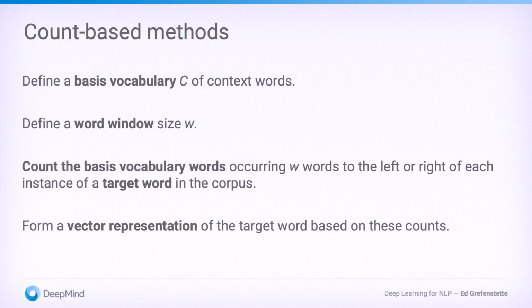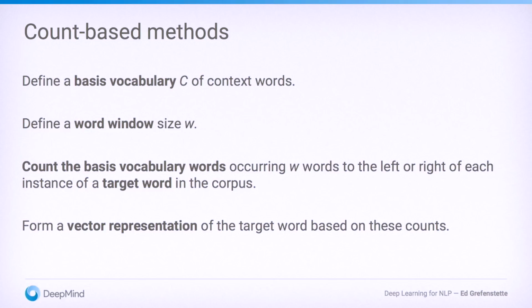So context words might also be target words for another part of your model. But the target words are the words you're building representations for at the moment. So you iterate through the target words that you want vectors for, and you simply collect counts like this, and you form a vector representation of the target word based on these counts.